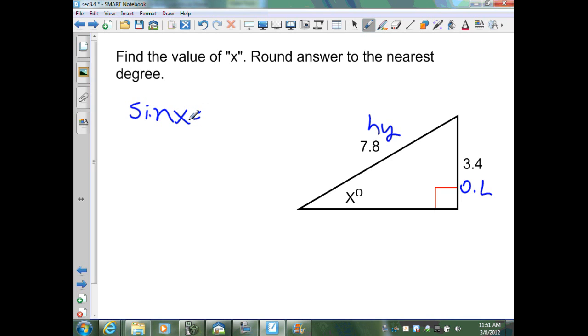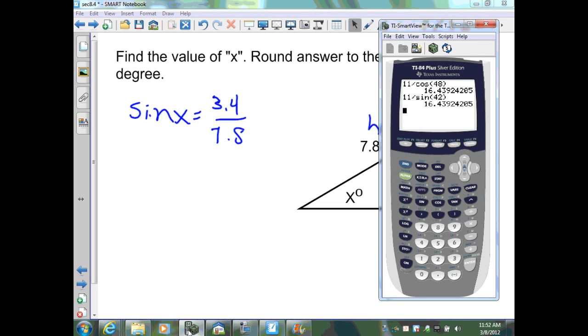So the sine of x equals opposite, which is 3.4, over hypotenuse, which is 7.8. I do not solve for x. This is already solved for. Remember, sine and x cannot be separated by any fashion, multiplication, division, addition, or subtraction. It stays as it is. This is solved for. What I need to do is to enter this expression into the calculator.